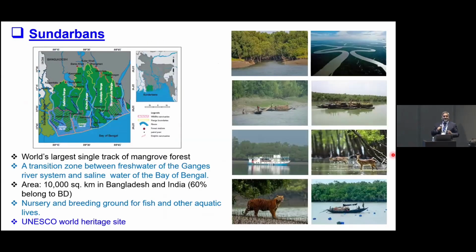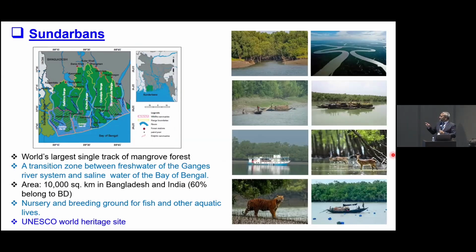First, if I see the Sundarbans ecosystem, this is the Sundarbans, the world's largest single-tract mangrove forest. It is also a UNESCO World Heritage Site. And we know that the Sundarbans is a nursery and breeding ground of fish and shellfish, specifically crustaceans, shrimp, crab, and many fishes.